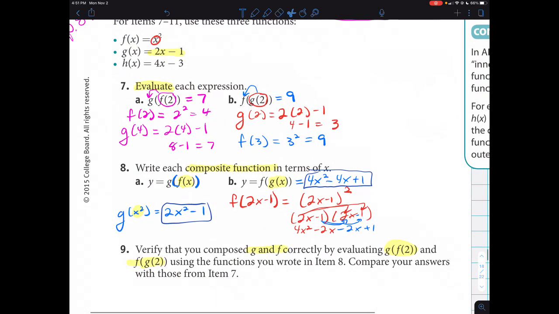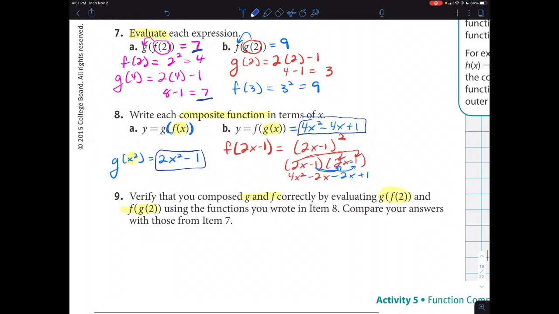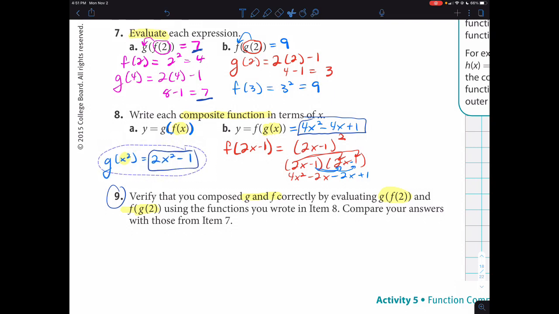To make sure we did it correctly, we're going to find g of f of 2 again, okay? And we should get 7, because that's what we got when we did them separately up here. Down here on 9, I'm going to use the composite function to double check these answers.